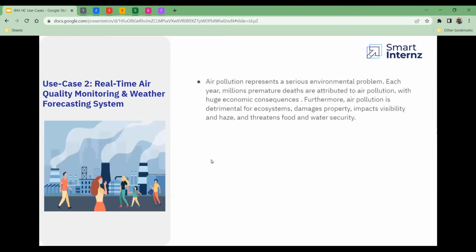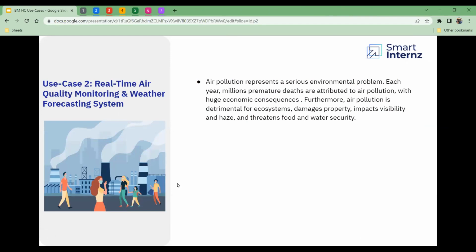The second one we have is a real-time air quality monitoring and weather forecasting system. As you all know, air pollution has become the biggest environmental problem that we are facing nowadays. There are a lot of different types of causes that affect the air quality.